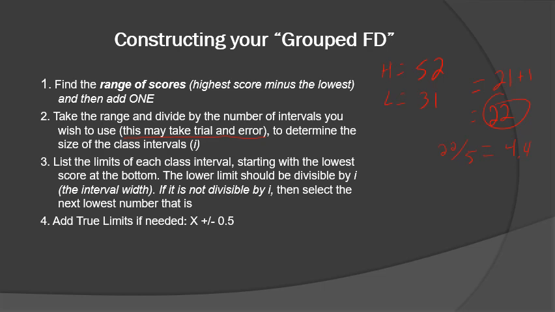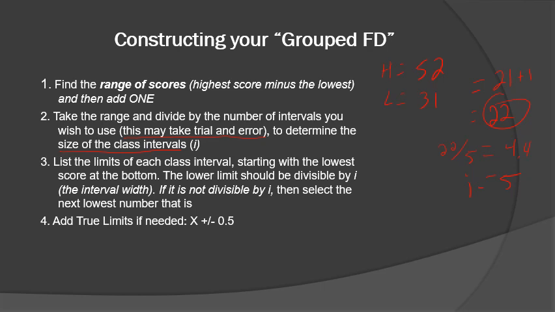So we've got 4.4, and we're going to round it up to 5. So our interval length is going to be 5. The size of the class interval, or I, is going to be equal to 5. We've got 5 intervals, and each interval is of length 5.